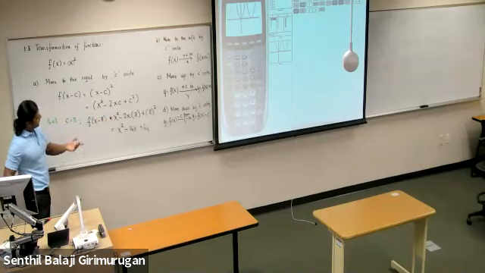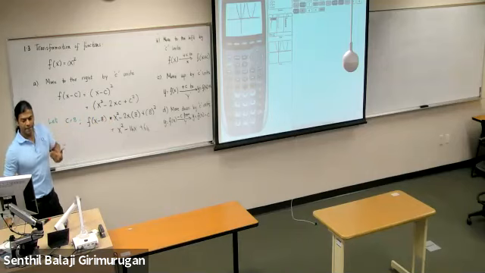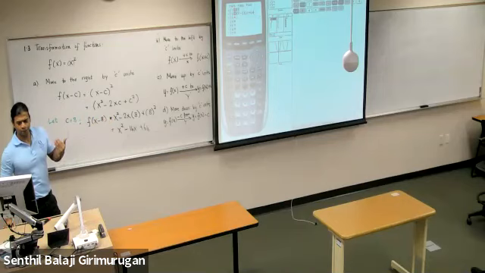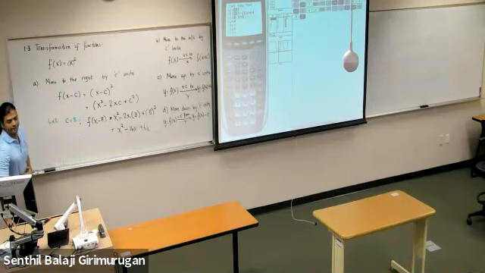In a similar manner, if I want to move it to the left, I'll simply do x plus a, and the graph moves to the left. Good.